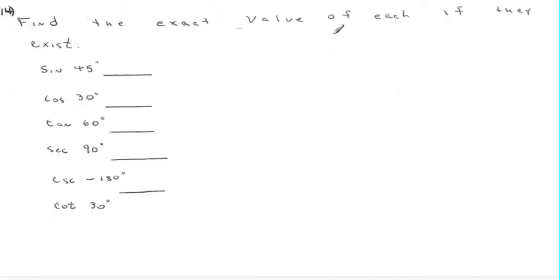Alright. In order for you to find the exact values for each one of these angles, we have to just realize a relationship. In case of sine of 45 is simply equal to radical 2 over 2. And cosine of 30 is equal to radical 3 over 2. Now, tangent of 60 is square root of 3. Secant of 90 is reciprocal of cosine of 90. Since cosine of 90 is equal to 0, secant of 90 becomes undefined.